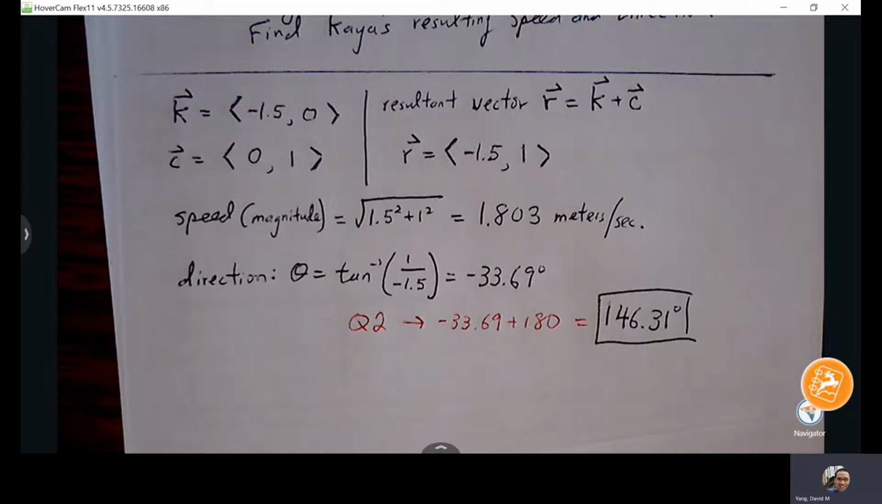How did you know that A over B was 1 over negative 1.5 instead of 1.5 over 1? Because inverse tangent is always going to be B over A. How do you know if it's 1 over 1.5 or 1.5 over 1? Because that's my y and that's my x. Oh, y over x.